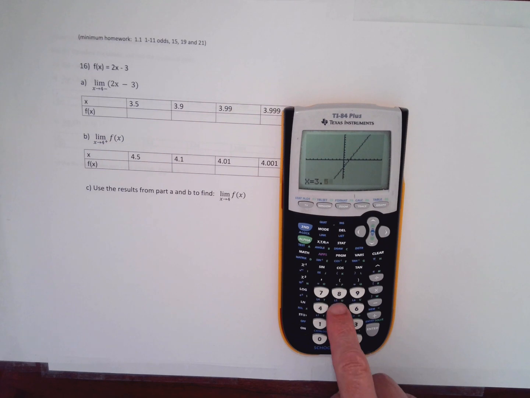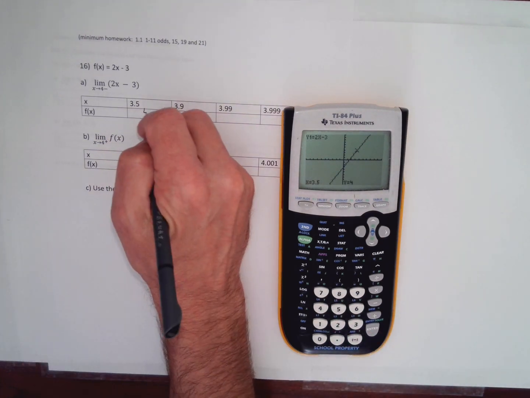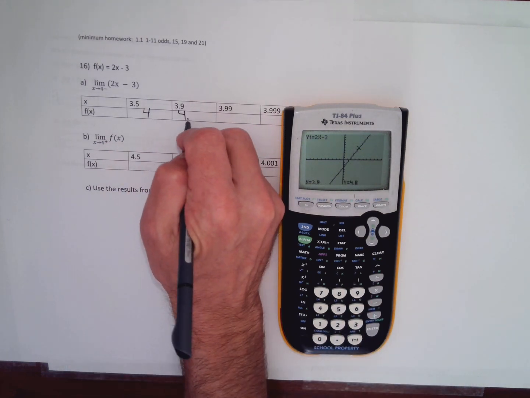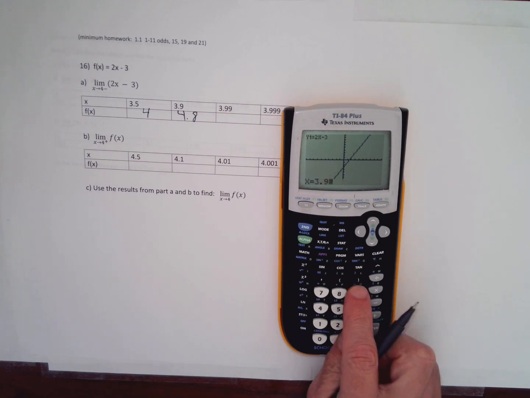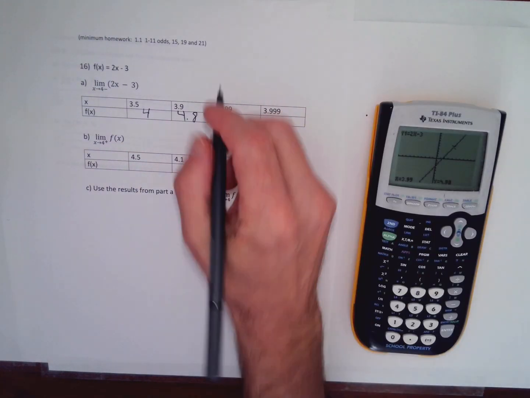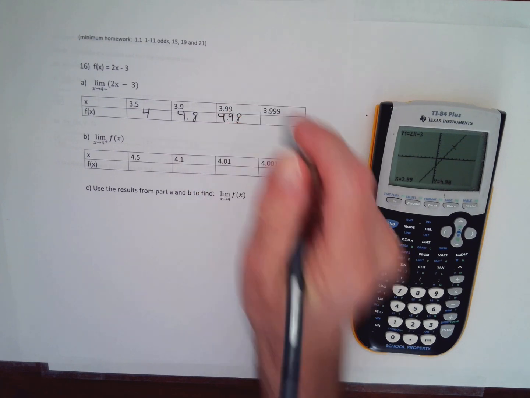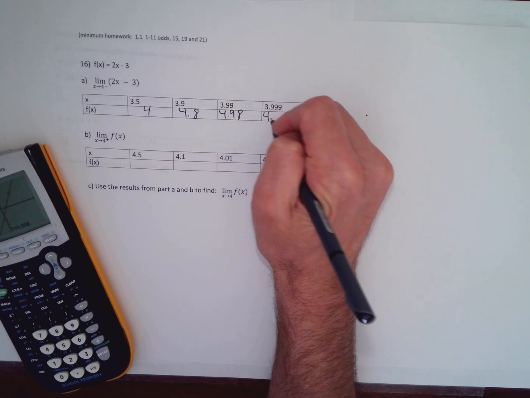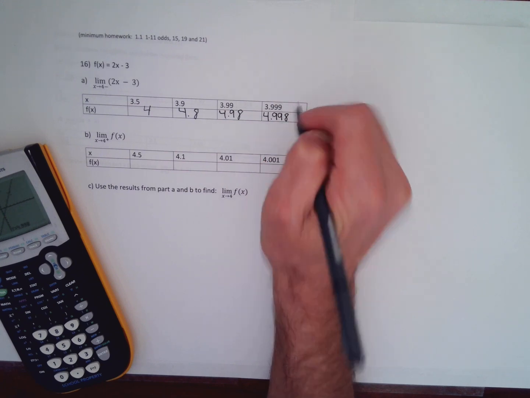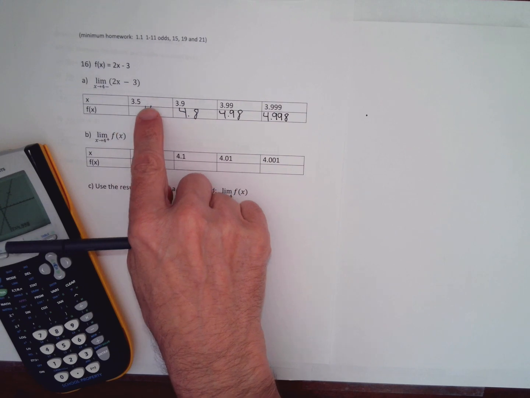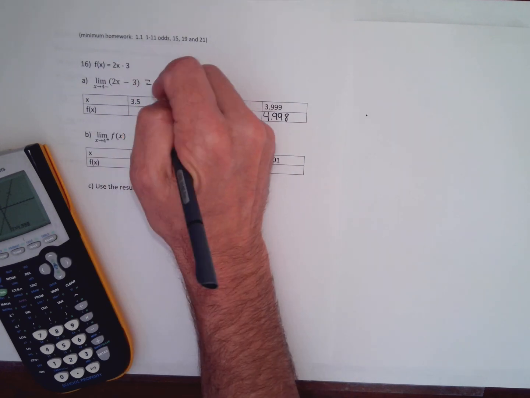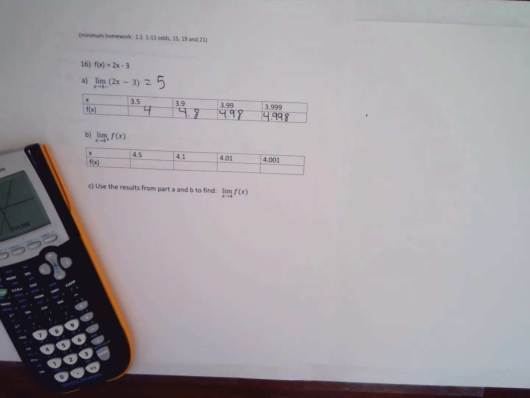First I'll type 3.5. My first y is 4. Then I'll type 3.9. My second y is 4.8. Then I'll type 3.99. My third y is 4.98. And then I'll type 3.999. And I get 4.998. This to me is convincing enough to say what the left-hand limit is. It looks like as the numbers that I'm putting in are all smaller than 4 but getting closer to 4, the y's seem to be getting closer to 5. I'm going to gamble that the left-hand limit is 5.